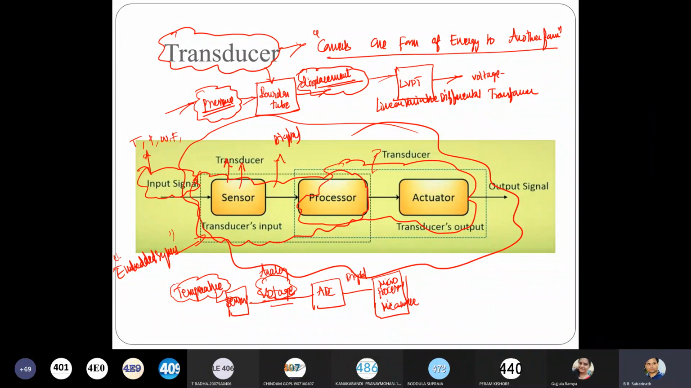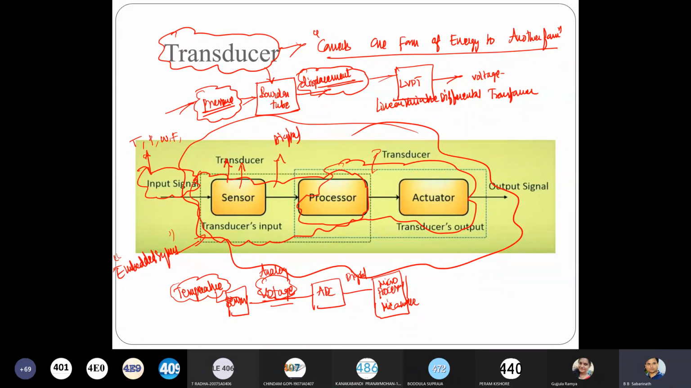So this is the basic understanding of what is a transducer and what is a sensor. A transducer is a device or a system which converts one form of energy to another form. A sensor plus processor is called a transducer, and the processor plus actuator is also called a transducer.